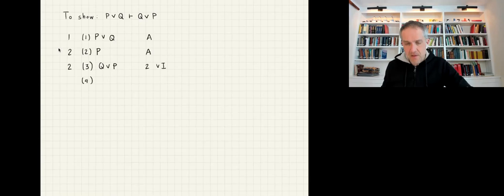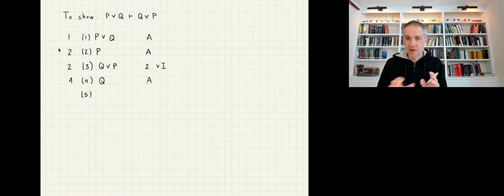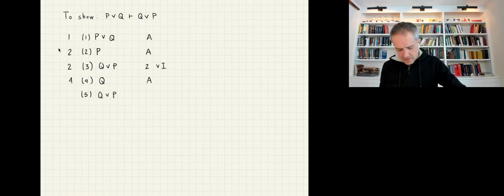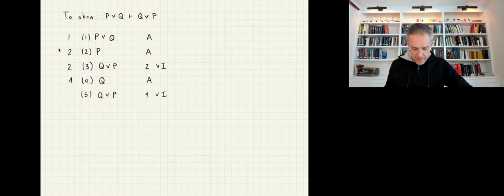Now same thing, we're going to go to the right-hand side, the second case. Same thing, Q or, I did the wrong thing, sorry, let me back up and erase. Assume Q is the right-hand side. So I'm back to looking at line 1 as the disjunction I'm arguing from. Now again, I do Q or P. So that is also or introduction, now from 4.